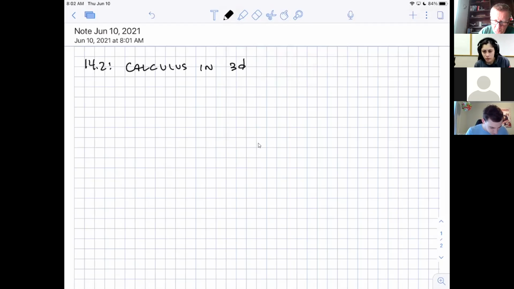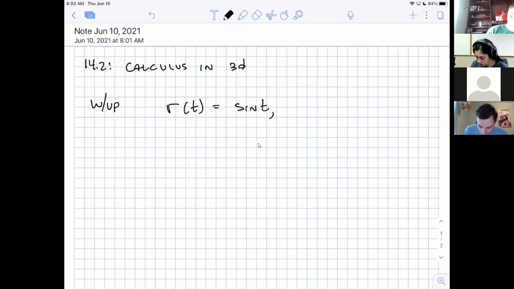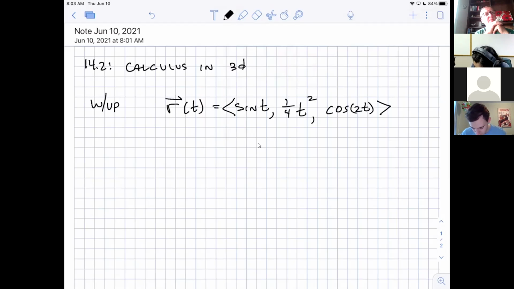I'm interested to know, we'll call this the warm-up, if you understand what is meant by this statement. If I say r of t equals the sine of t, one-fourth t squared, and cosine of 2t. But notice what I'm going to do next, in the sense that I'm going to say x equals, y equals, z equals. Does that speak to you from yesterday's discussion?